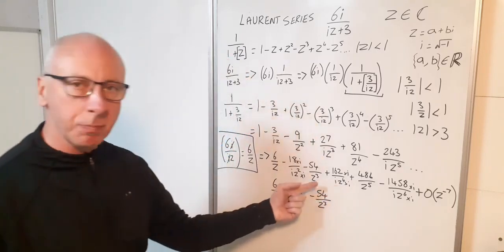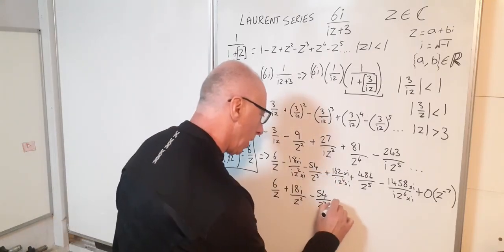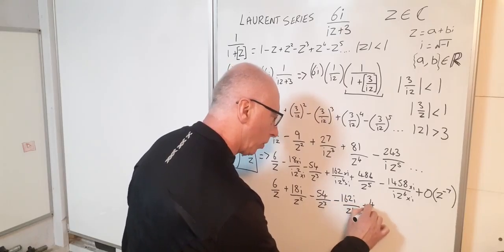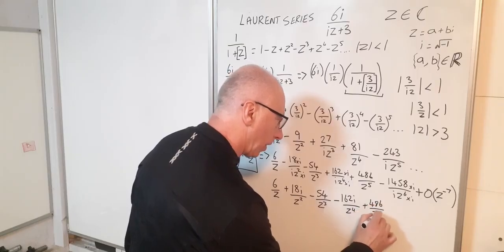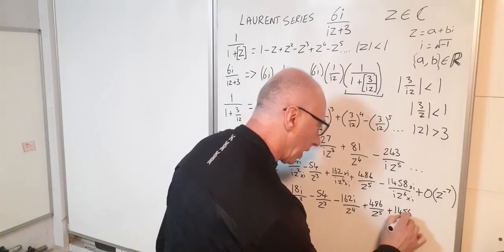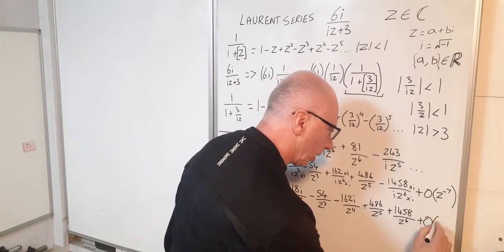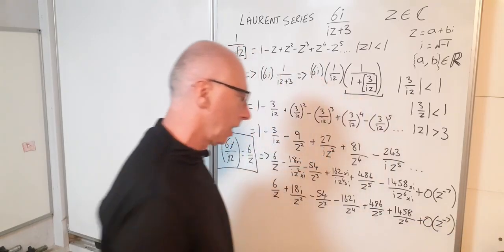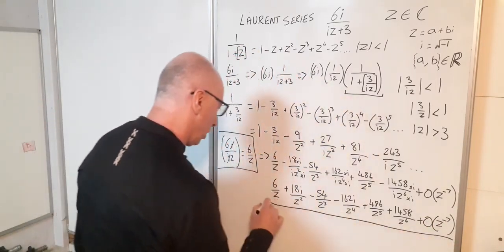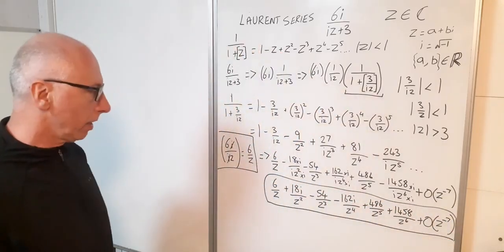And now, as before, it means now that this sign will alternate, and I'll end up with an i in my numerator. So I've got minus 162i over z to the 4 plus 486 over z to the 5, and now I've got another plus sign, 1458 over z to the 6, and my O notation, z to the minus 7. And that would be my Laurent series for 6i over iz plus 3. Okay.